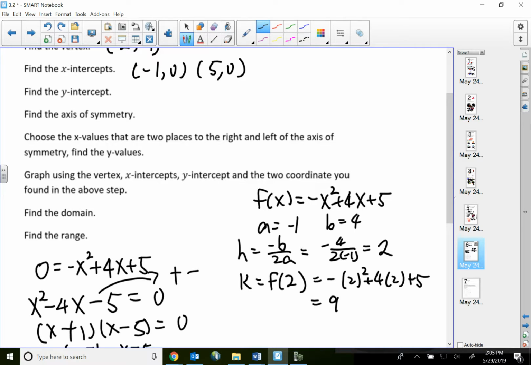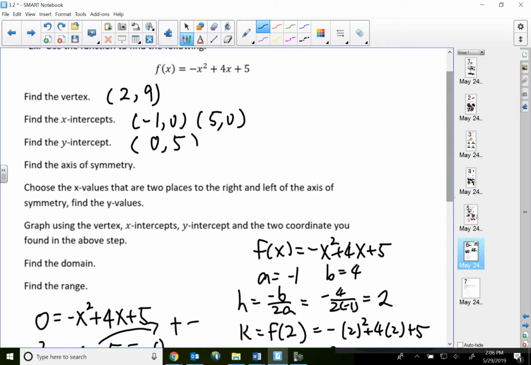All right, to find the y-intercept is pretty simple. Just imagine if you substitute 0 for all the x you see, then the only term that's left is going to be +5. So my y-intercept is 0, 5, excuse me. Write them in coordinate form. All right, the axis of symmetry is the vertical line that's going to cut my parabola in 2 halves. So that vertical line has an equation x equals 2.